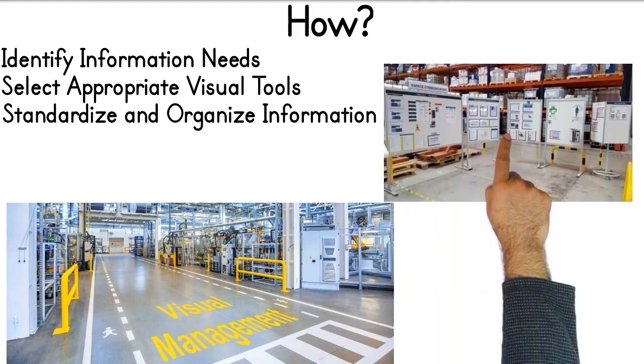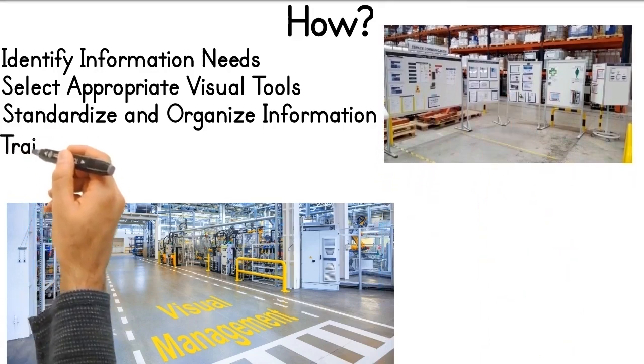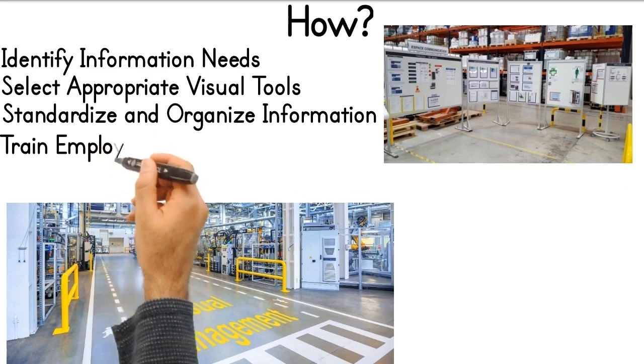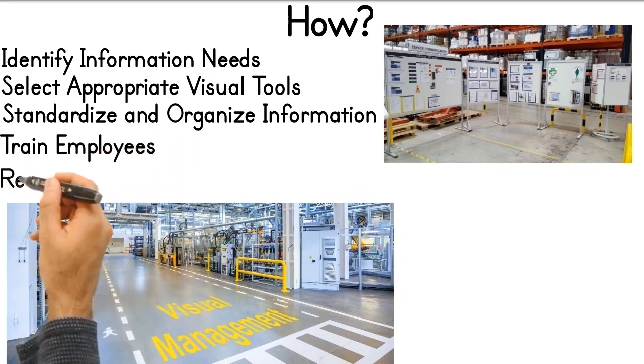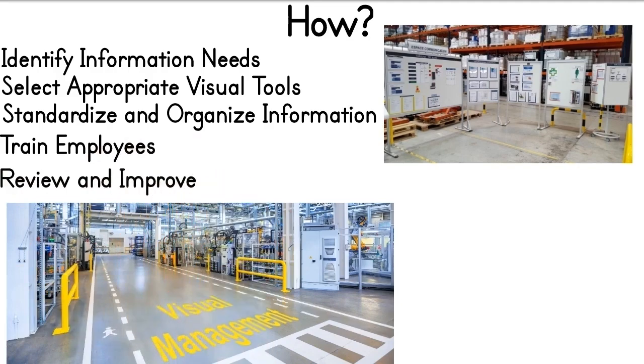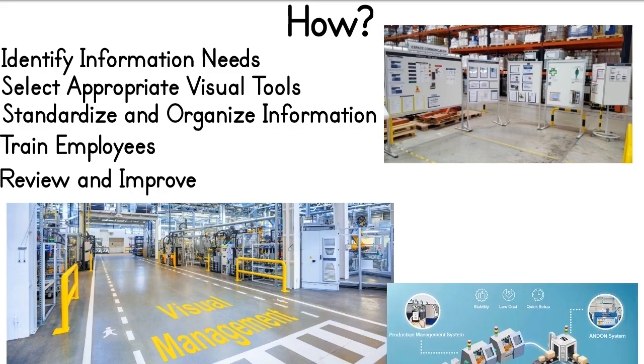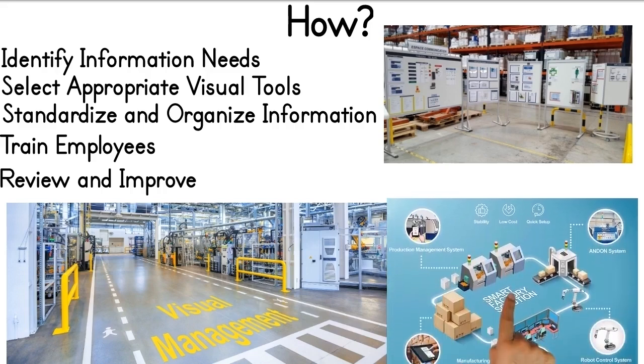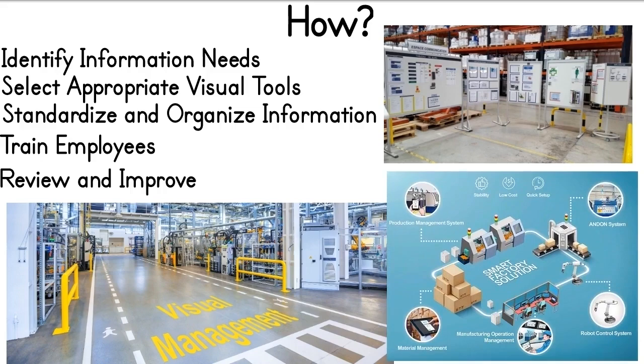Create a standard format for displaying information that is easy to understand. 4. Train employees. Ensure that all team members understand the meaning and purpose of each visual element, so they can use the tools effectively. 5. Continuously assess the effectiveness of visual management systems and make improvements as needed based on feedback and changing needs.